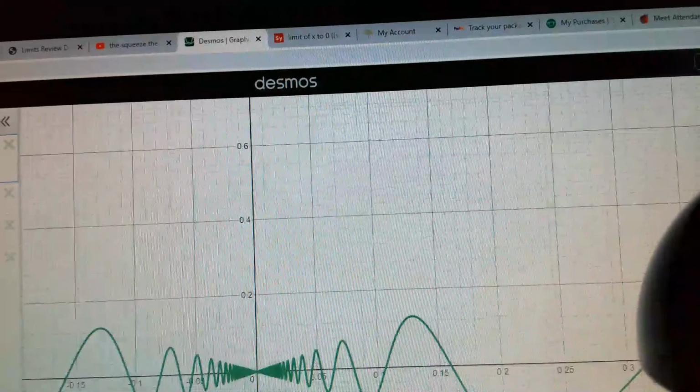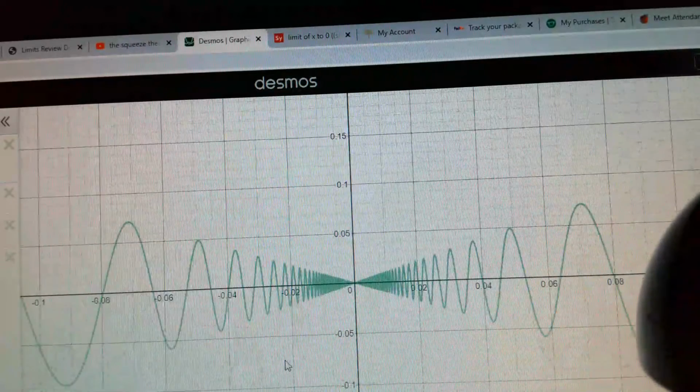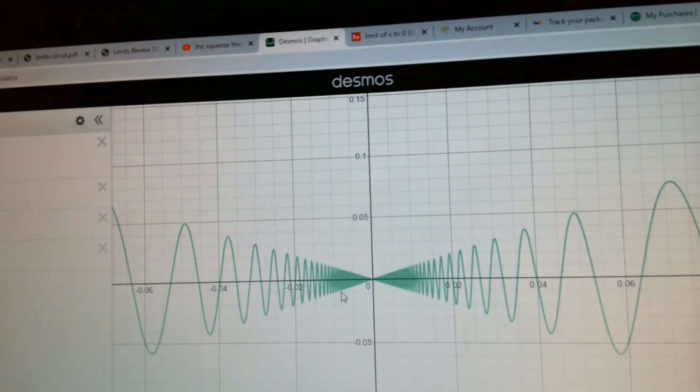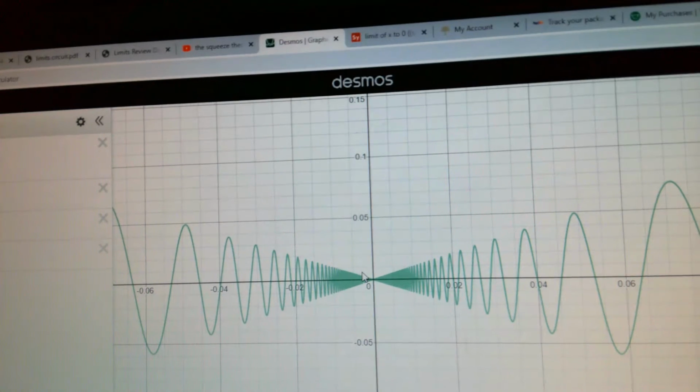If I go in, I can see that I'm bounded. Now I can see that it's bounded between two lines, and I can see that it's going to go towards 0 right there. So this is the squeeze theorem in a nutshell: if you have some crazy looking function that's oscillating all over the place, back and forth, but you can squeeze it between two other functions that you know the limit of, then you can find the limit of the difficult function.